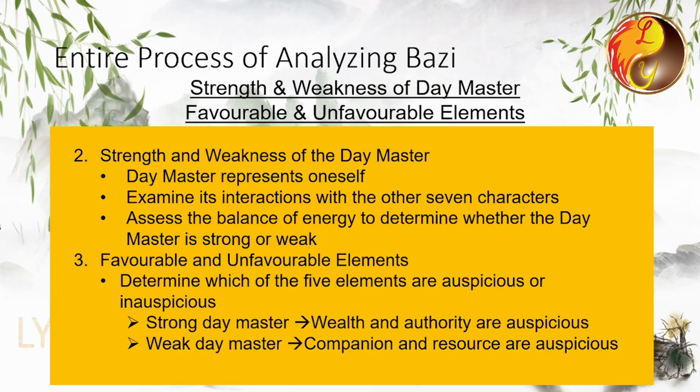We determine which of the 5 elements are auspicious or inauspicious for them. For example, for someone with a strong day master, wealth and authority are auspicious elements. But for someone with a weak day master, companion and resource are the auspicious elements. Once you identify the favorable elements, you can analyze other aspects accordingly.